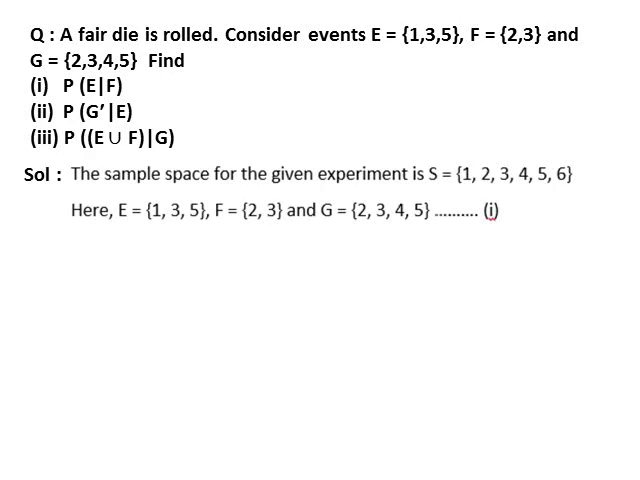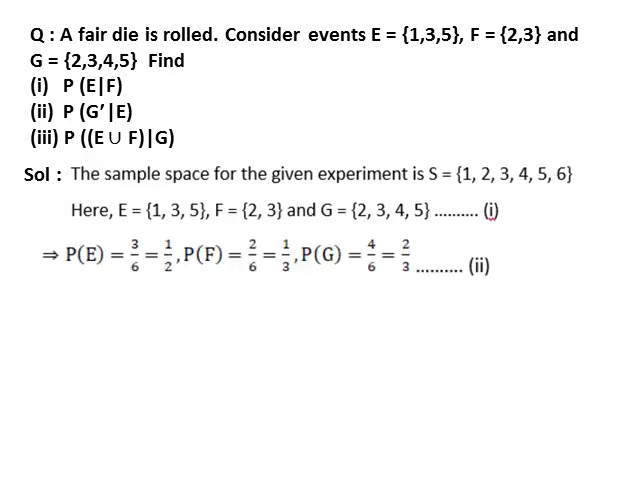As die is rolled, so the sample space S contains the possible outcomes 1, 2, 3, 4, 5 and 6. Favorable outcomes of events E, F and G are already given in the statement. So, probability of event E equals 3 by 6 equals 1 by 2. Similarly, probability of F equals 2 by 6 equals 1 by 3 and probability of G equals 4 by 6 equals 2 by 3.